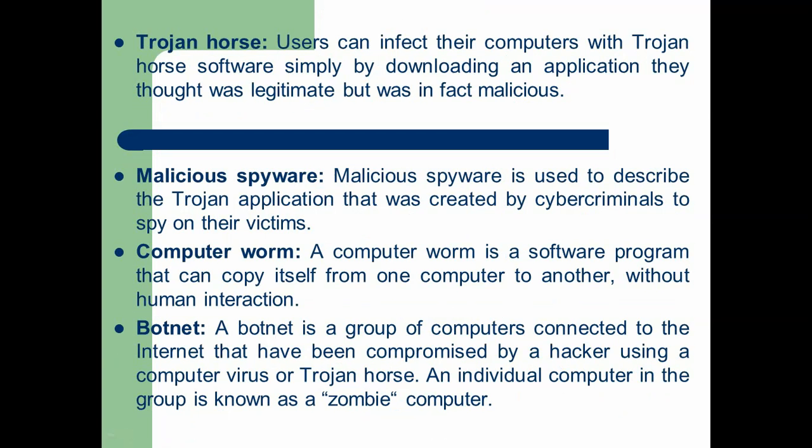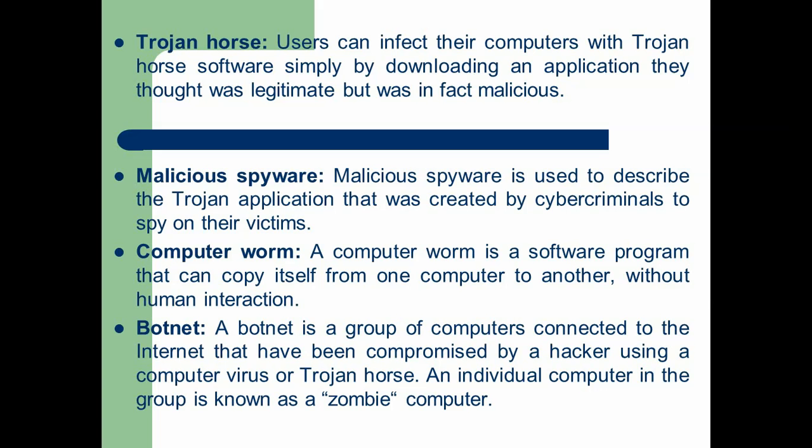So the first malware is Trojan horse. Trojan horse is one of the famous malware software. Users can infect their computer with Trojan horse software simply by downloading an application they thought was legitimate, but it was in fact malicious. A Trojan horse looks like a simple and best software for our purpose, but it is in the mask of a good software, and it infects our system without our permission, without us even knowing the power of that software.